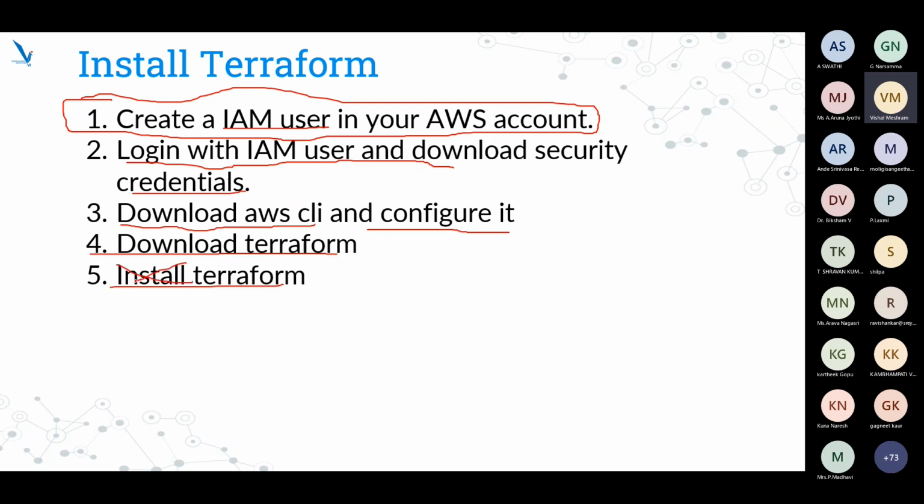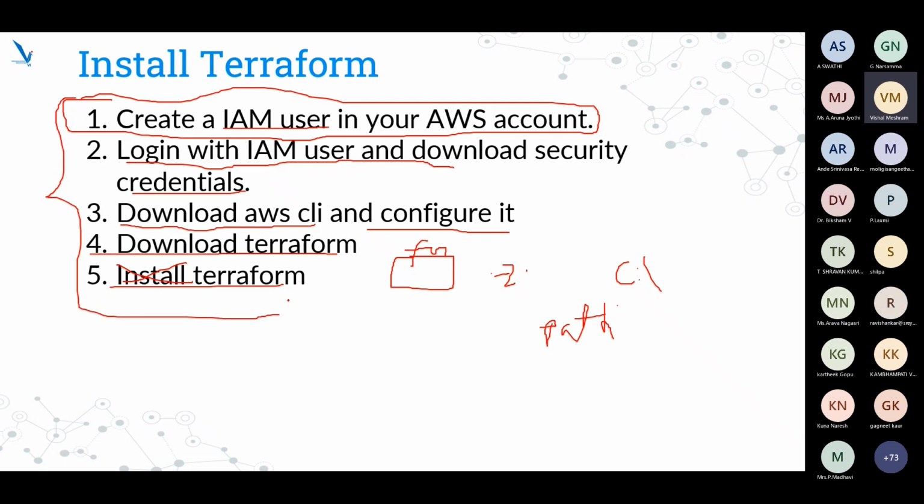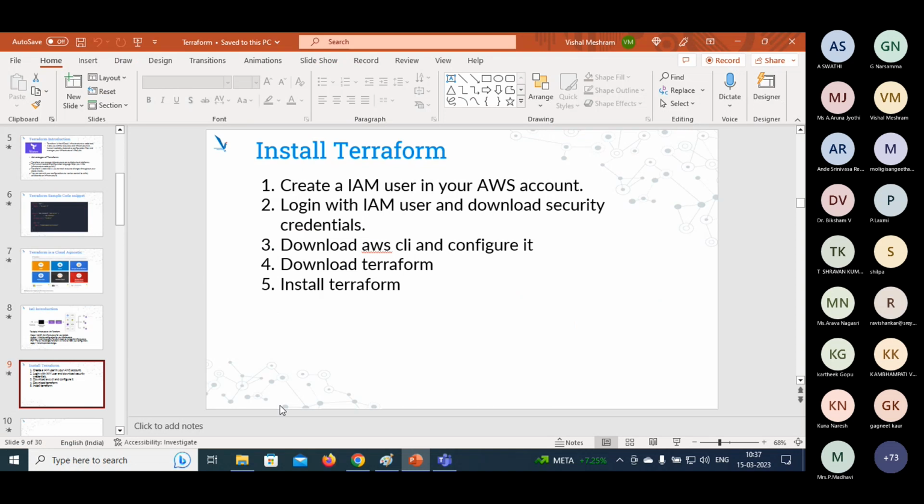Now, this word is wrong actually, because Terraform is simply a folder. It's just a zip file. You have to just extract it and keep it in your C drive. That's it. And then add the path to your environment variable. That's it. Done. Okay. So we'll complete this scenario, keep everything ready, and then we'll start working with Terraform. Let me show you how to set up the environment to work with Terraform.